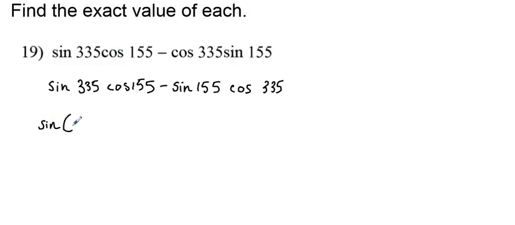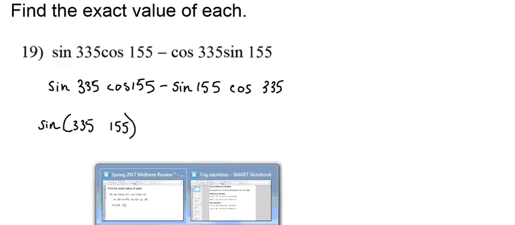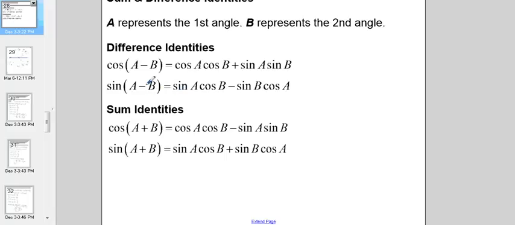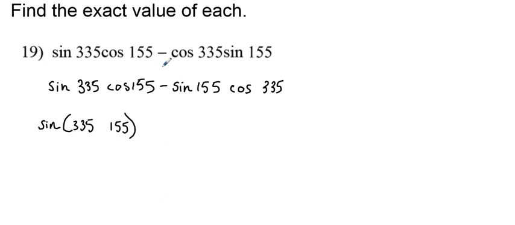So I'm going to write sine, and then I'm going to write the two angles, 335 and then 155. The second thing we have to do is figure out if this is going to be a plus sign or if this is going to be a minus sign. So let's go back to our identities once again. Now, remember, when it's sine, whatever this operation sign is the same as that. If you look, minus, minus, plus, plus. So let's go back to the problem. We have a minus there. Therefore, we have to have a minus right here.